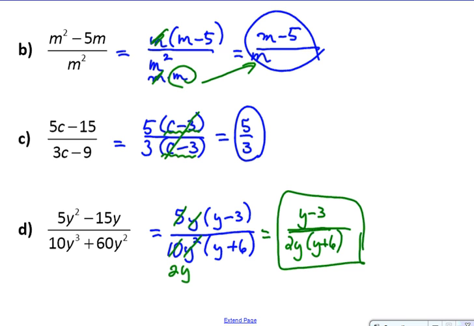Generally with these problems with fractions, they will leave their answer in a factored form just because you're always going to be looking to reduce. They leave it. You do not need to multiply anything back out. You'll usually see your answers looking just like this one.